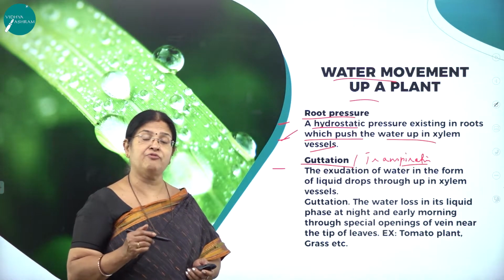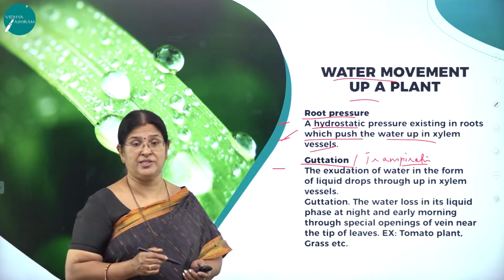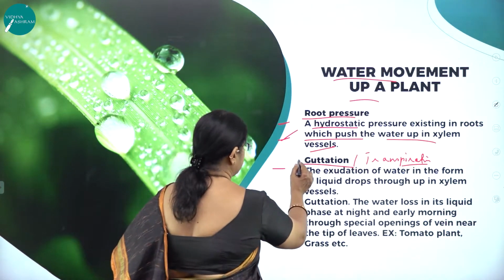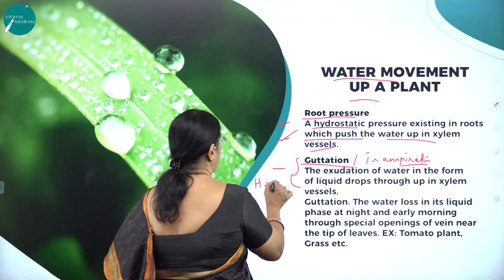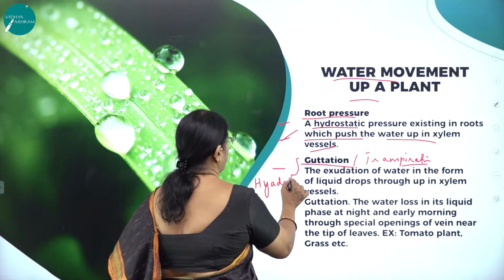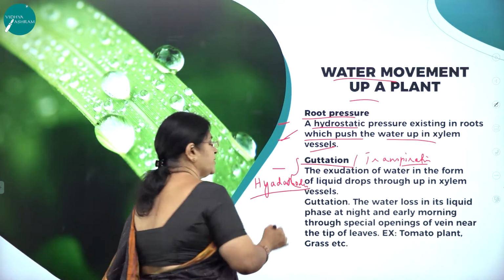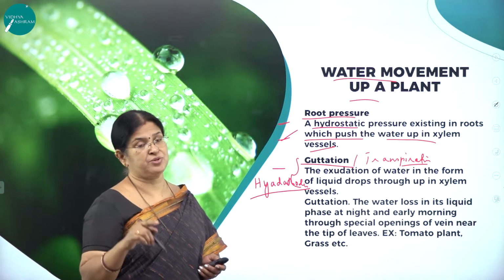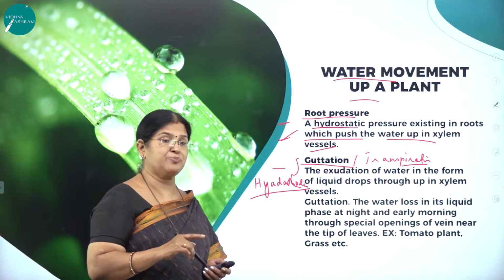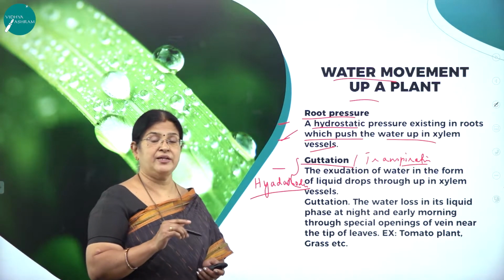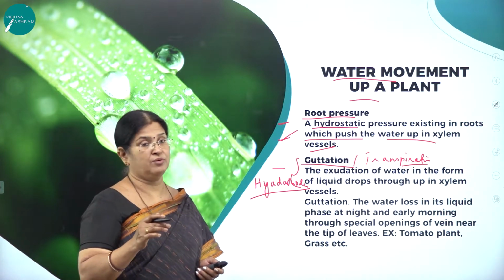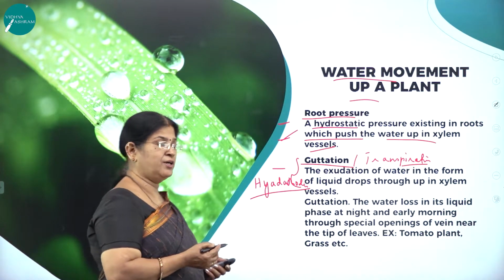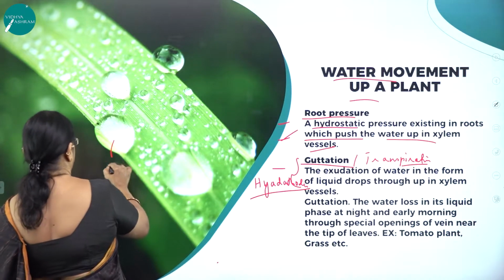Guttation is expulsion of water in the form of water droplets through structures called hydatodes. So the special structures are called hydatodes. Transpiration takes place through stomata, guttation takes place through hydatodes. The transpired water is in the form of water vapor. Here it is in the form of water droplets. Here you can see the water droplets.